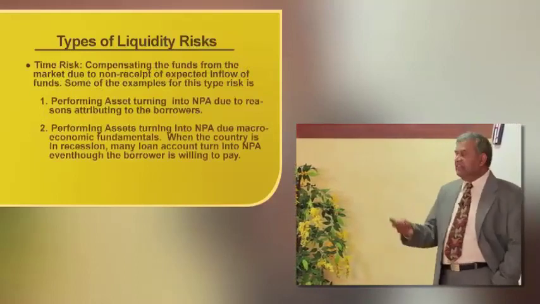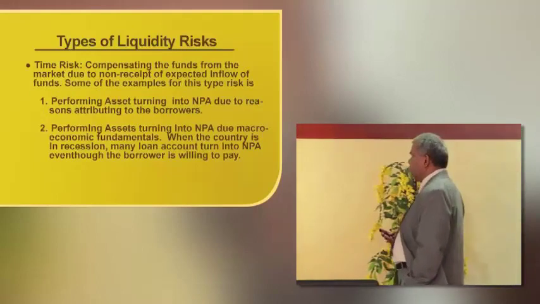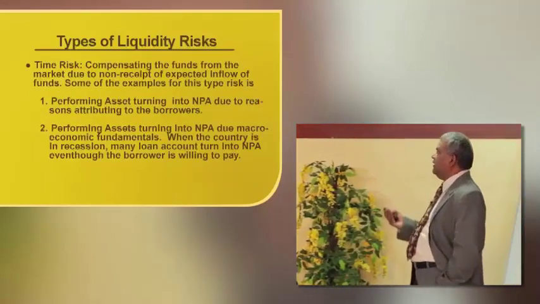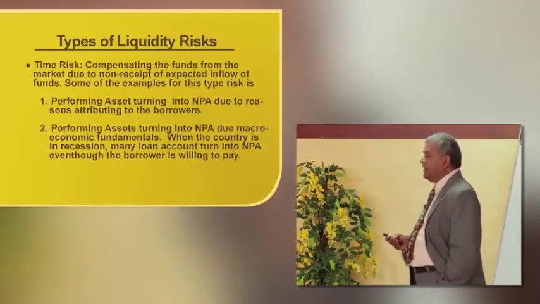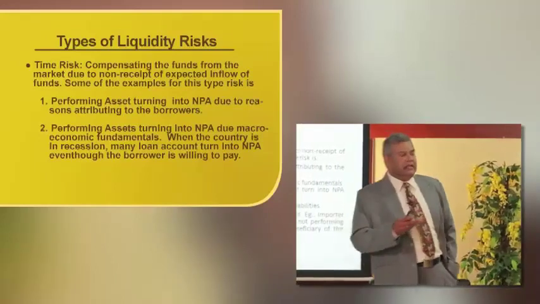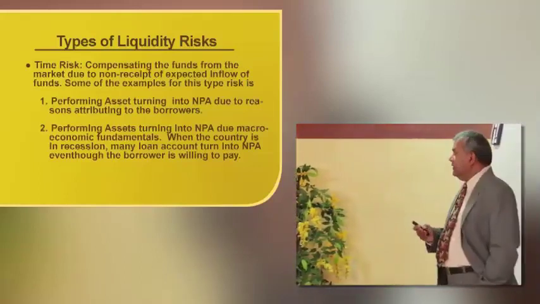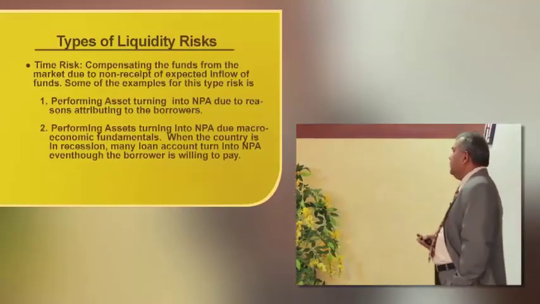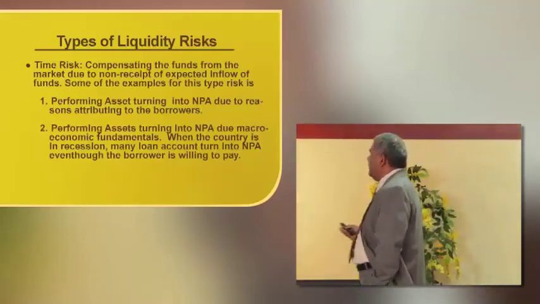Then let us see what time risk is. Time risk arises out of non-inflow from borrowers, particularly compensating the funds from the market due to non-receipt of expected inflow of funds. Some examples of this type of risk are a performing asset turning into NPA. In a performing asset, the bank gets monthly or quarterly EMI. The moment it becomes NPA, the borrower stops servicing the loan, so the bank will not get any inflow. One more example is a performing asset turning into NPA due to macroeconomic fundamentals.